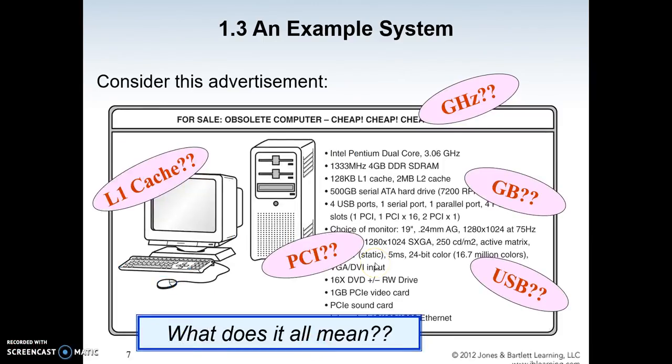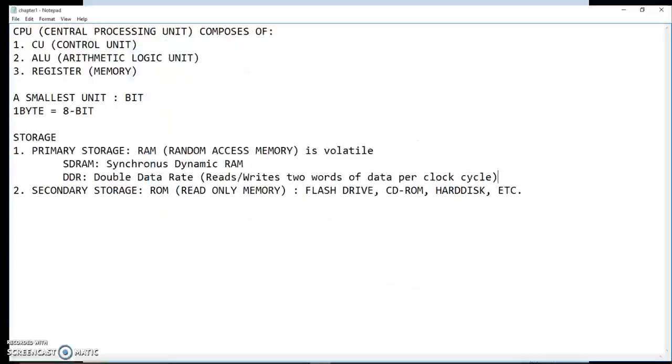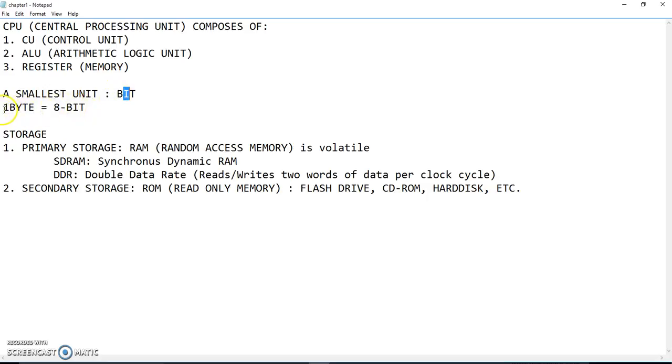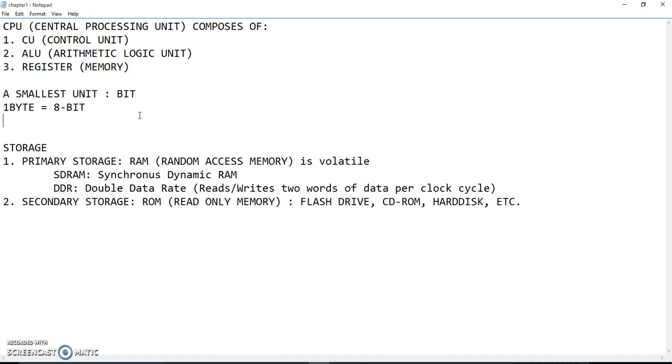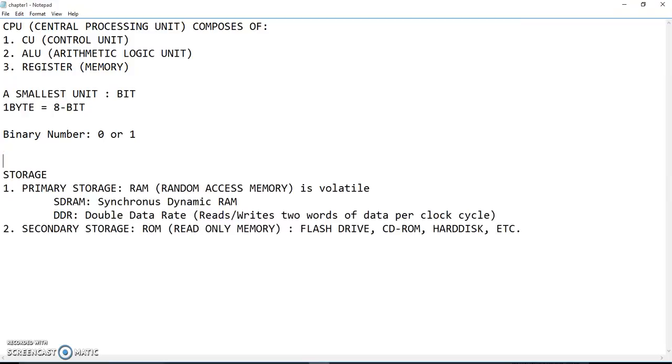Now let's talk about data that we're referring to here, right? We come back to the data, the smallest unit is bit. And we said 1 byte has 8 bits. Data, in terms of computers, we look at 0 and 1, correct? The stream of 0 and 1. We have binary numbers, which is 0 or 1. So 1 bit, you can look at it as a storage for either the value of 0, right, or 1.